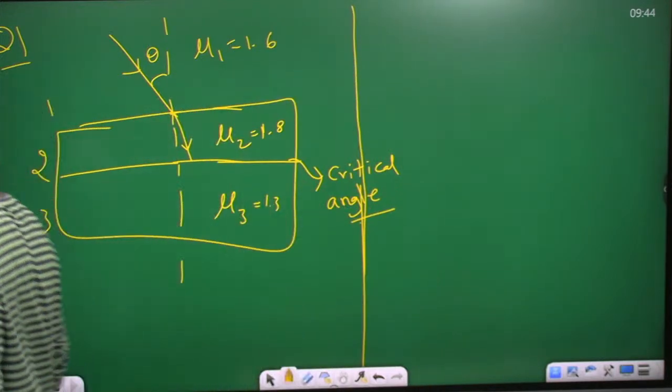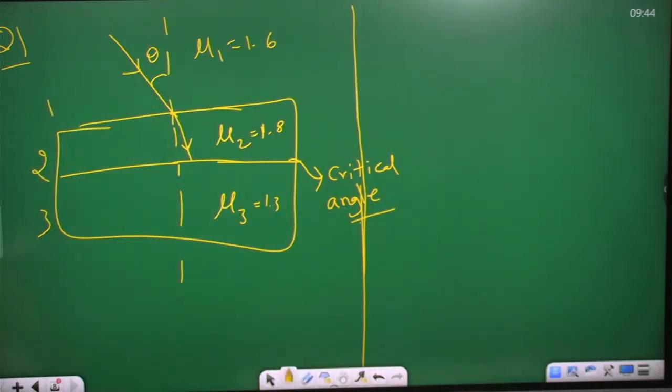So hope you got the question. Let me read. A ray of light refracts from medium 1 into a thick layer of medium 2, crosses the layer and is incident at the critical angle on the interface between medium 2 and 3 as shown in the figure. If the angle of incidence of the ray is theta, find the value of theta.